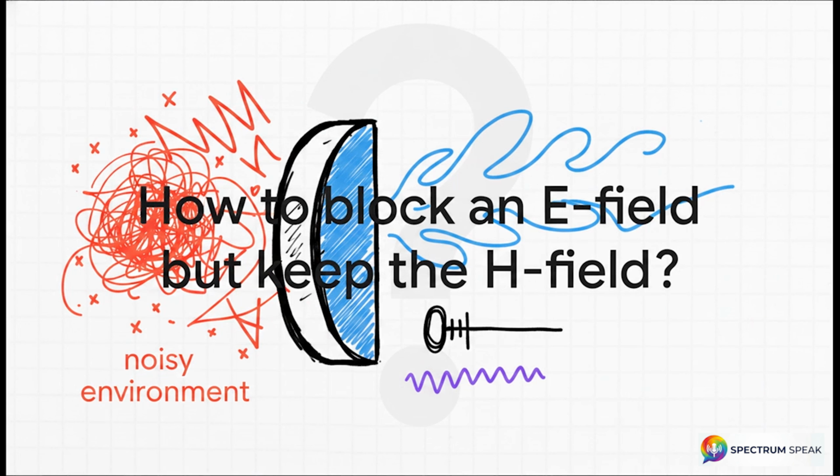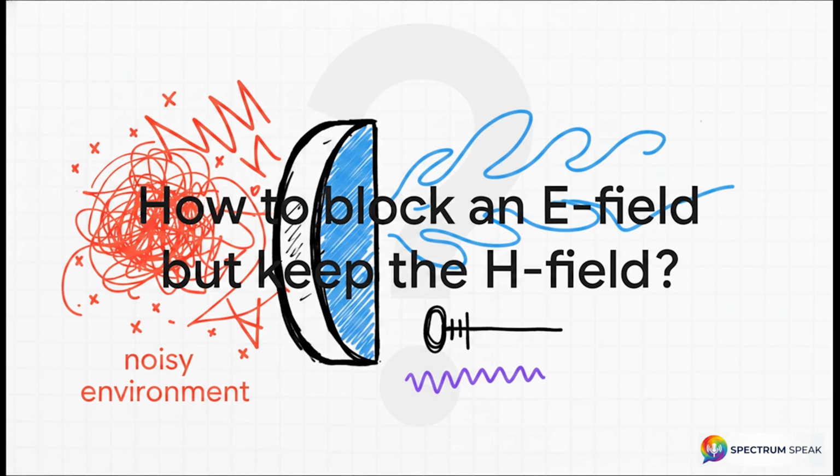Now, you might be wondering, why do we even want to block an electric field, an E field, while letting the magnetic field, or H field, just pass right on by? Well, setting up this engineering mystery requires us to look at real-world hardware. Mastering this paradox is absolutely critical for designing robust equipment. Think about radio direction finders or pre-compliance EMC measurement probes.